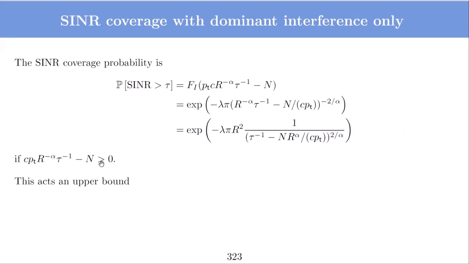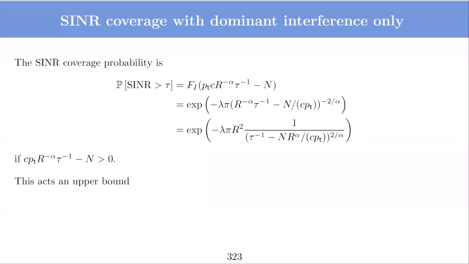So if the noise is so much that even in the absence of interference, the desired signal from the serving transmitter cannot provide enough coverage, then the probability of coverage will always be 0, regardless of the interference. But if the noise is less than this limit on the serving power, then you can compute this. Of course, you can take noise equal to 0. So you again get a much simpler expression, which is just e to power minus lambda pi r square tau. This acts as an upper bound to the actual coverage performance.